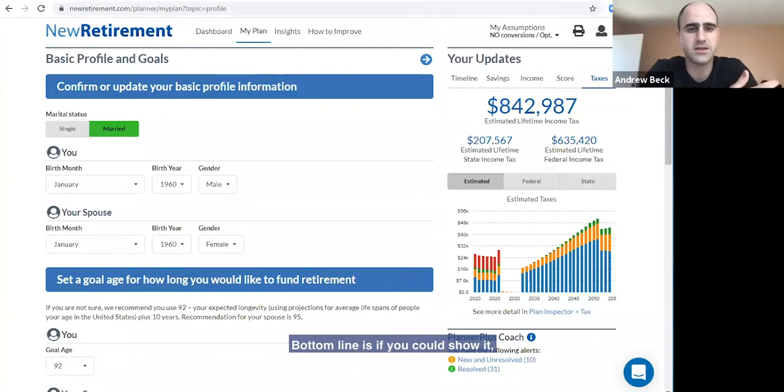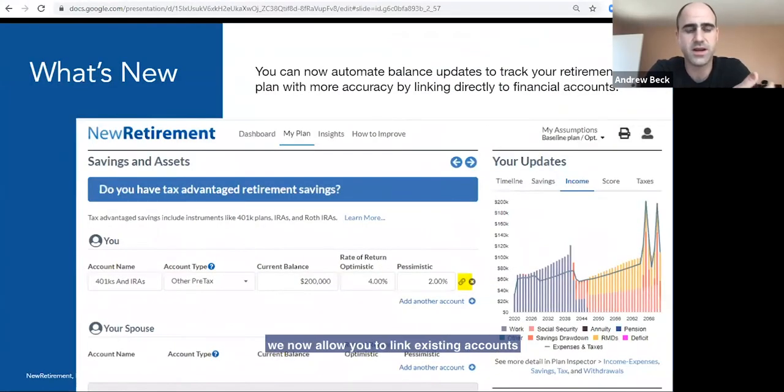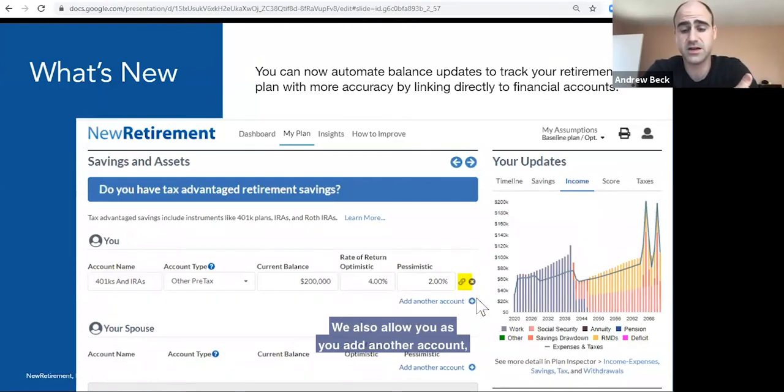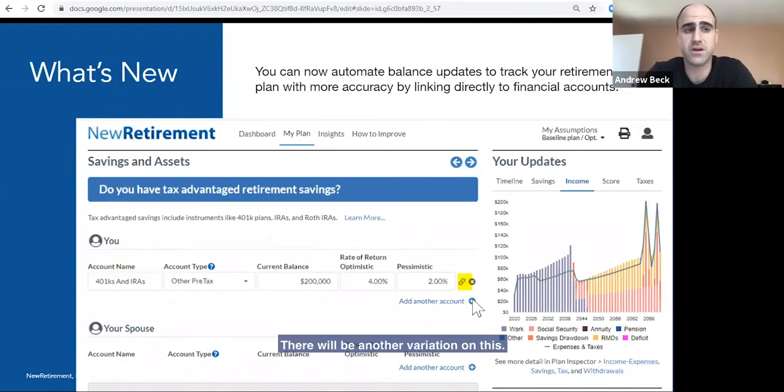Bottom line is, we now allow you to link existing accounts to your financial institution. We also allow you, as you add another account, that has a little bit different UX to it, and you can create from linked accounts to begin with. There will be another variation on this.